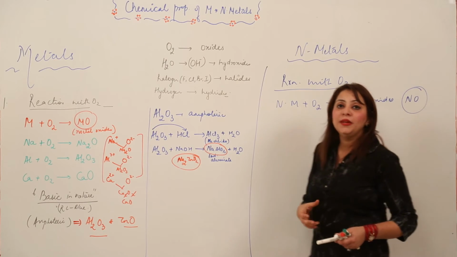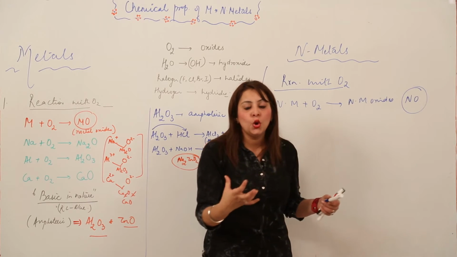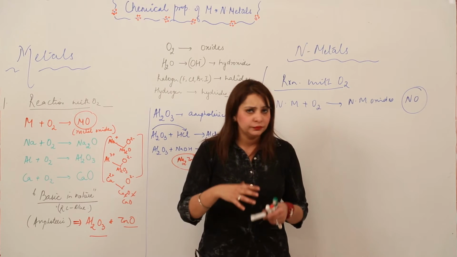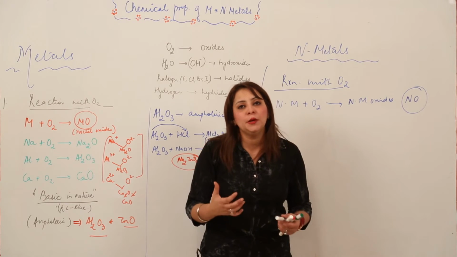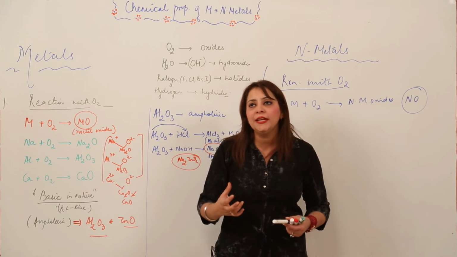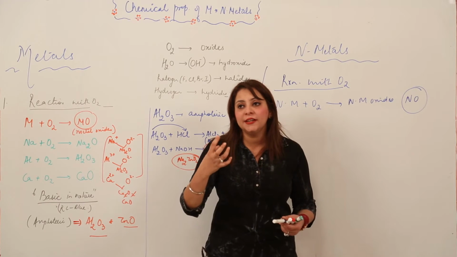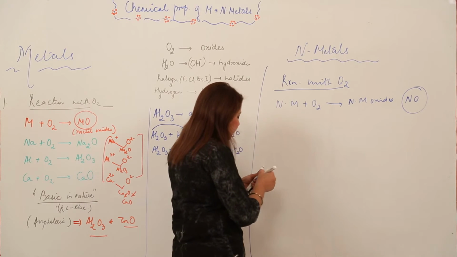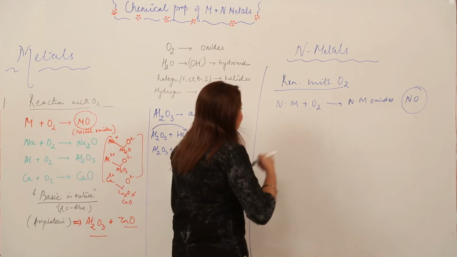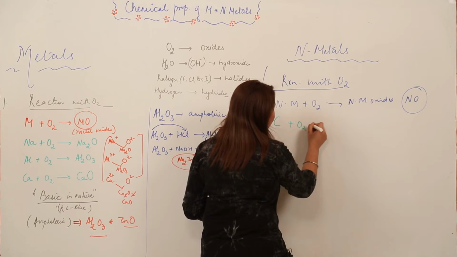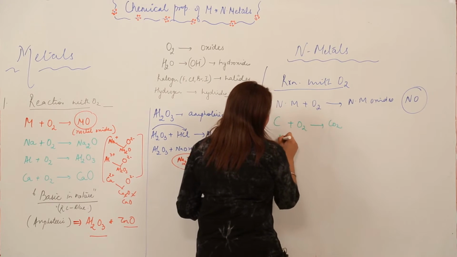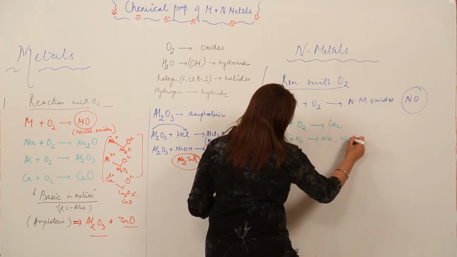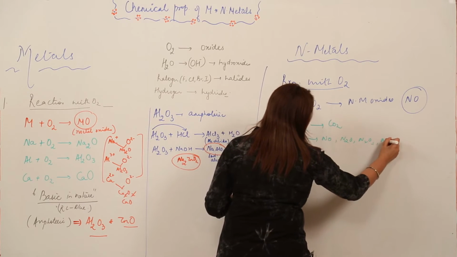See, again this formula varies. It can be NO, it can be N2O, it can be NO2. So it can be anything, depending upon the valencies or the stability, or you can say the ratio in which the atoms are combining. See, I am just stating a few examples. So C plus O2 forms CO2, right? N2 plus O2 forms NO or N2O or N2O3 or N2O5.